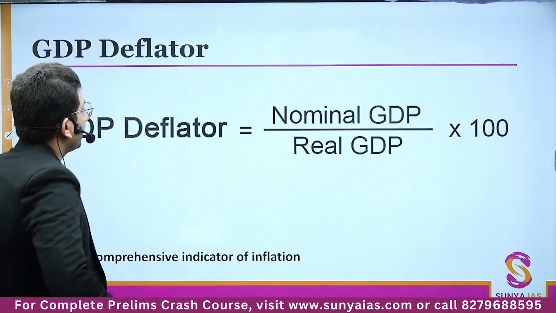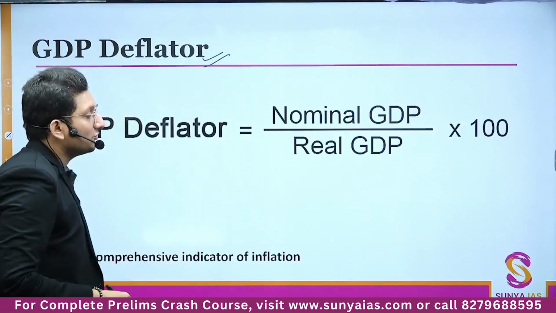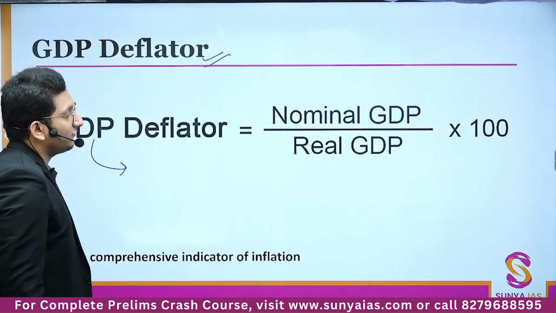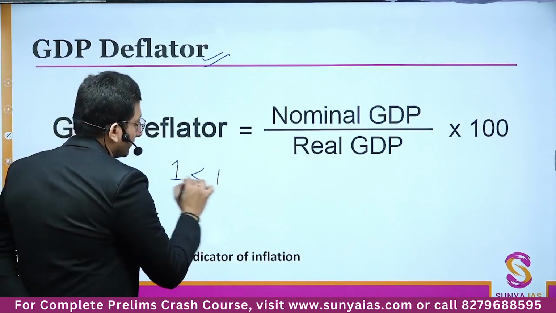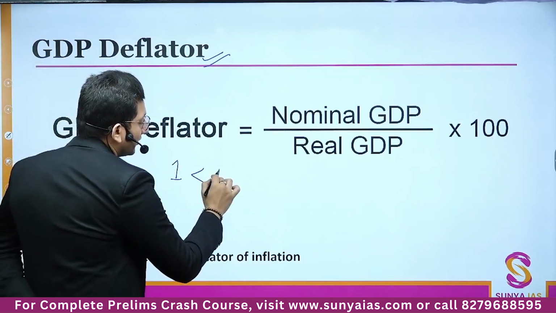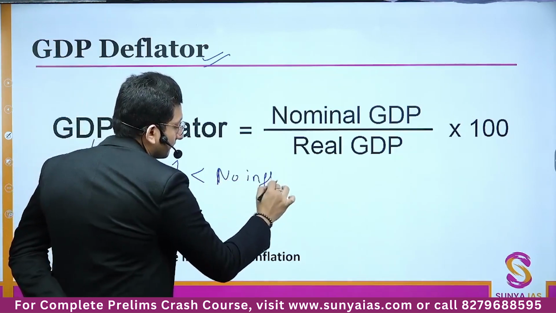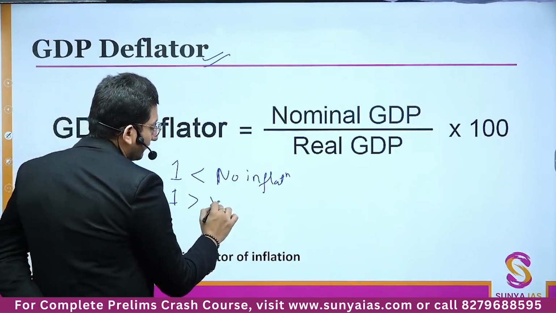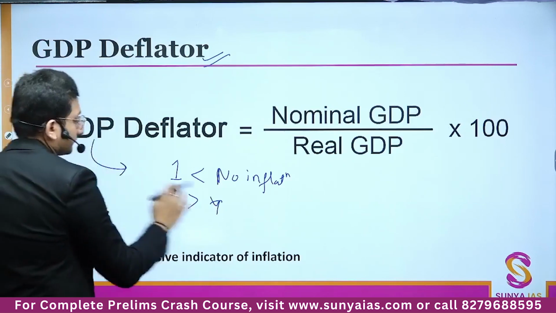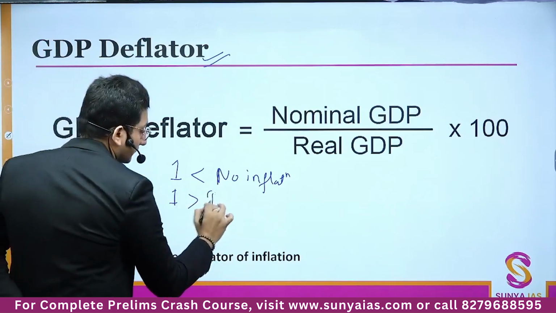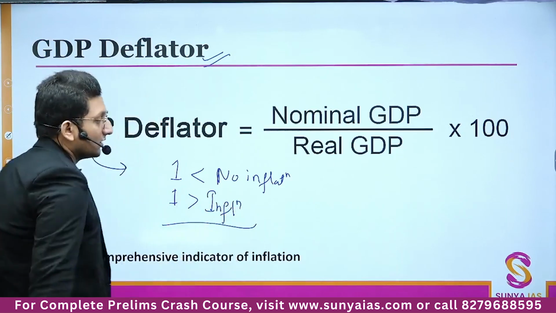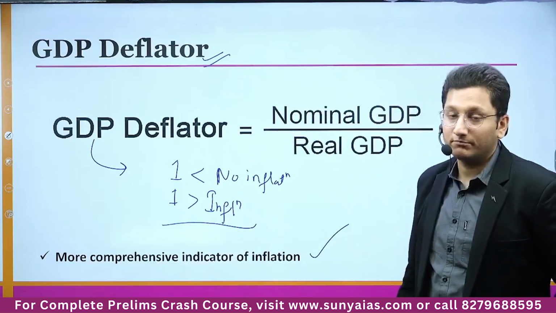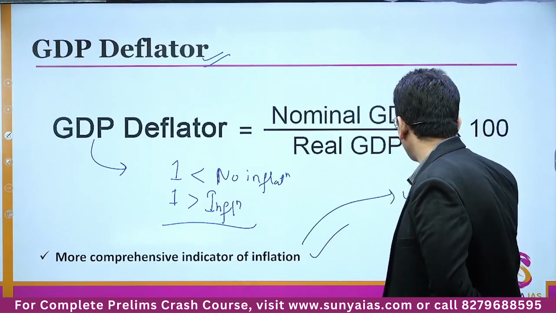Now guys, the GDP deflator that we have studied in the previous class also: if we have to deflate our GDP, we need to use the GDP deflator. If its value is less than 1, then there will be no inflation. If its value is greater than 1, then there will be inflation. Now the catch here, guys, is that it is a more comprehensive indicator of inflation, even more than WPI and CPI.